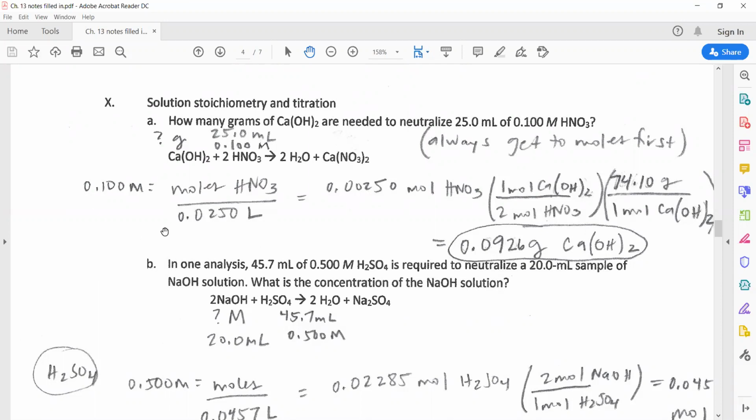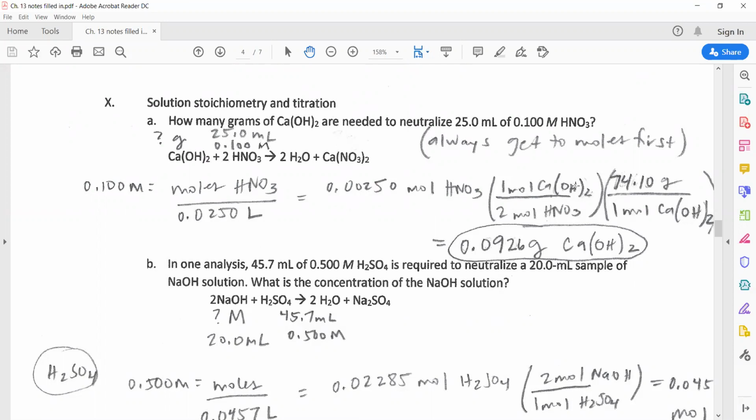So I plug this in. Whenever I'm using the molarity equation, I've got to use liters, so I had to convert my 25 milliliters to liters. I cross multiply to get moles of nitric acid. Now that I get to moles of him, I can hop over to moles of who I care about. So I take moles of nitric acid and I put that on the bottom, and moles of calcium hydroxide on the top. And I know that's a 2-to-1 ratio. So 2 moles of nitric acid to 1 mole of calcium hydroxide.